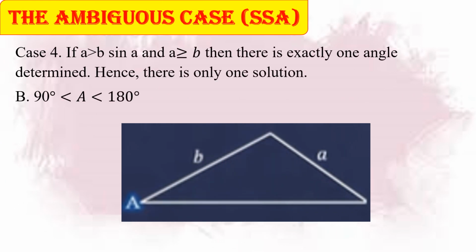Case number 4: if A is greater than B sine A and A is greater than or equal to B, then there is exactly one angle determined. Hence, there is only one solution. Next, B: A is greater than 90 degrees and less than 180 degrees.